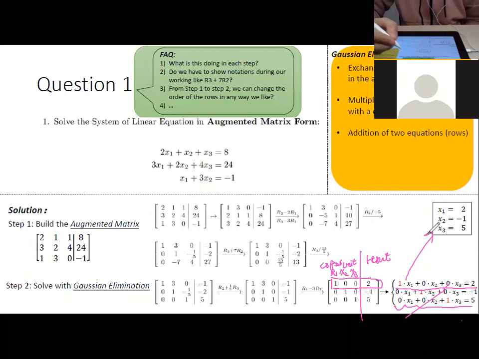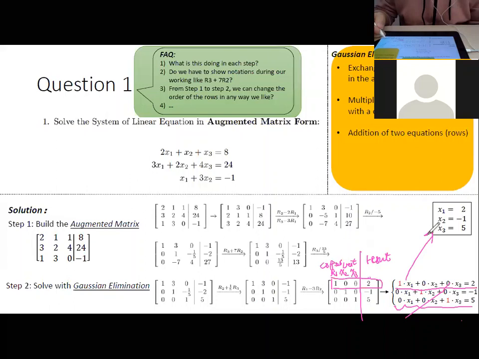For the first question, I already showed you the Gaussian elimination step by step. So I think you can follow the Gaussian elimination. And for the second question, do we have to show notations during our working, like R3 add 7 times R2? The answer is it's not necessary. You can omit the notations when you are very familiar with the Gaussian elimination, but I suggest you do so because writing down the notations will help you to double check your answer and will make your problem solving process very clear.